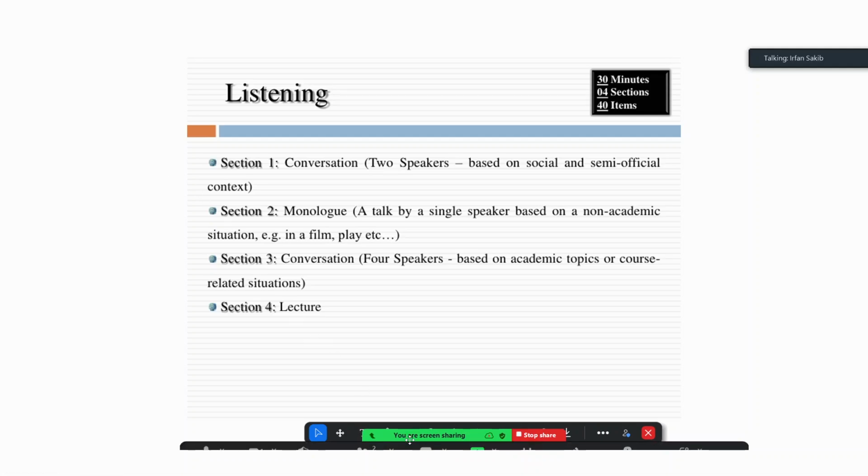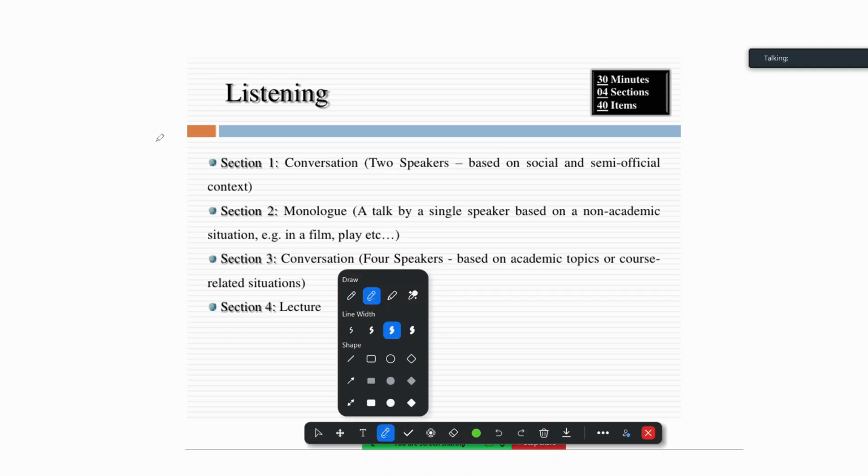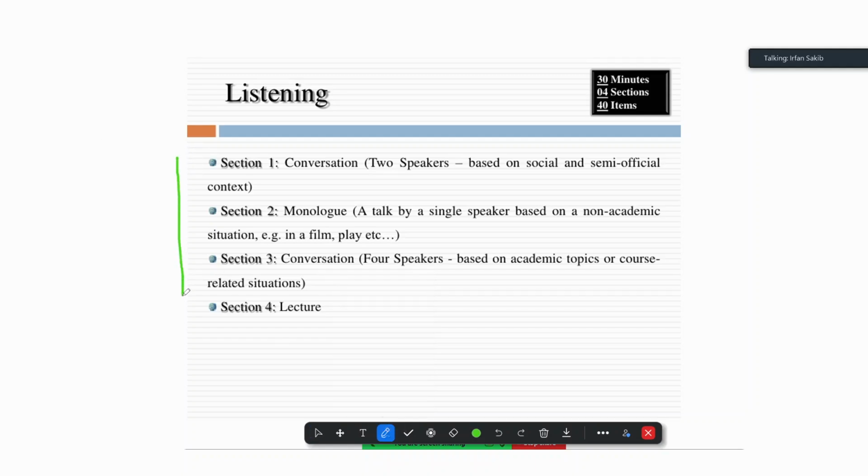So always remember that in IELTS, the difficulty level increases in ascending order. In other words, section 1 will be the easiest and section 4 will be the most difficult. Are you following me?